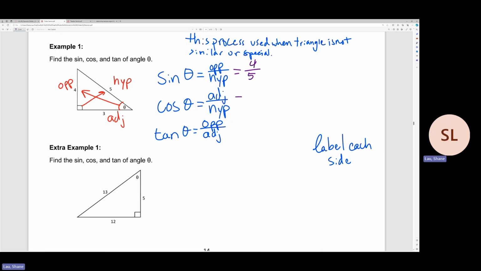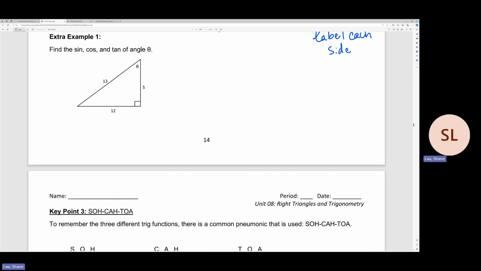Do the next one, cosine. Adjacent is 3, hypotenuse is 5. That's my answer again. And I do the same thing for tangent. Opposite is 4, and adjacent is 3, and that's my answer. So actually it's a lot easier than we may think. Try extra example 1 on your own, then come back.